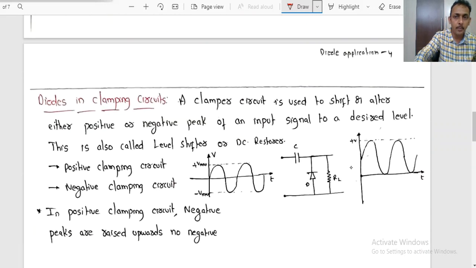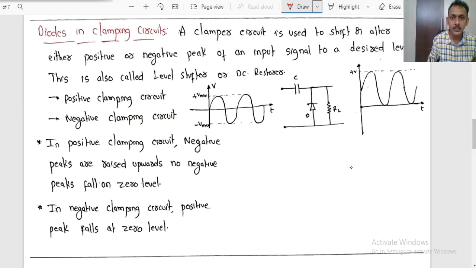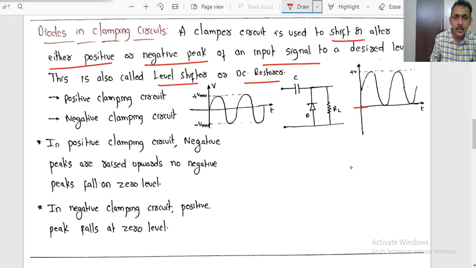Now coming to one more application, that is the clamping circuit. What happens here is that no part of the waveform will be removed, but it will simply be shifted either to the positive side above the zero axis, or it will be shifted towards the negative region below the zero axis. Such kind of shifting can be made with the help of this diode, right. It can be used to shift or alter either the positive or negative peak of the input signal to a desired level. So this is called the level shifter or DC restorer.